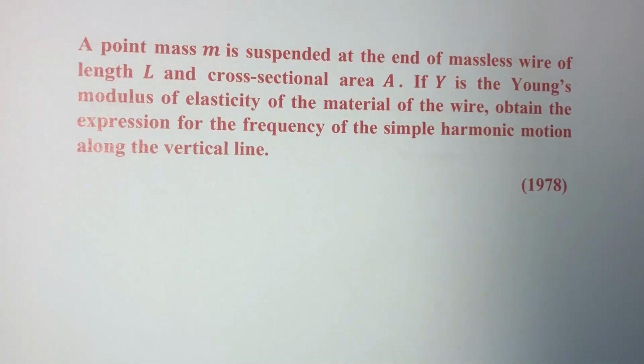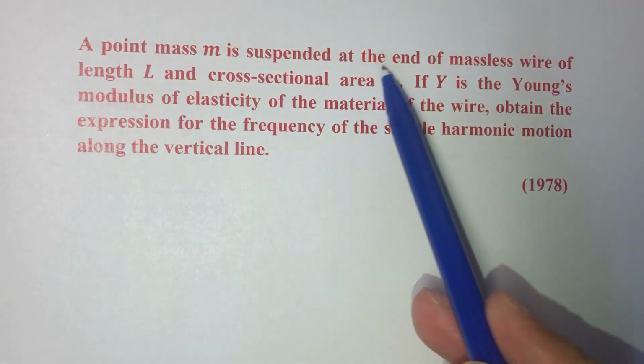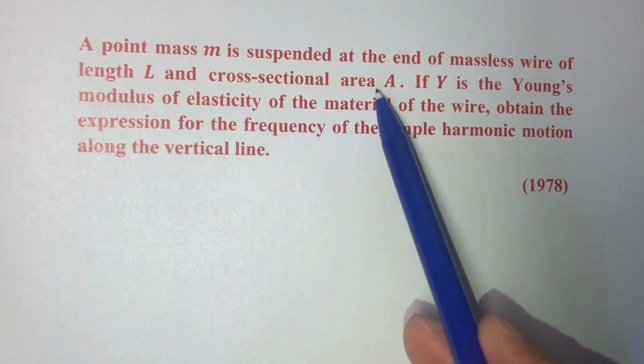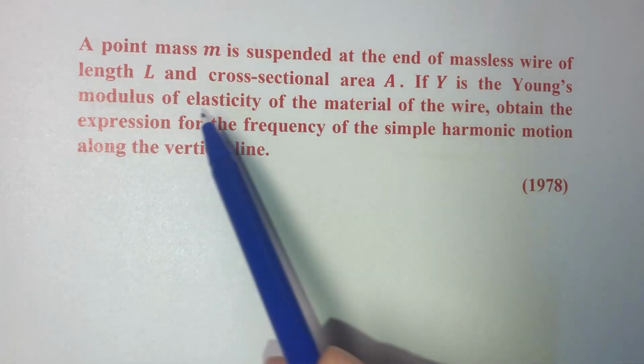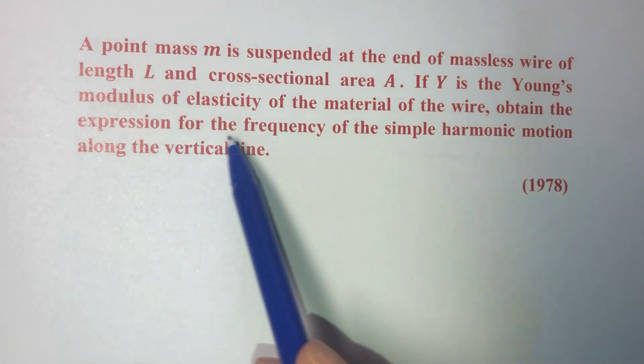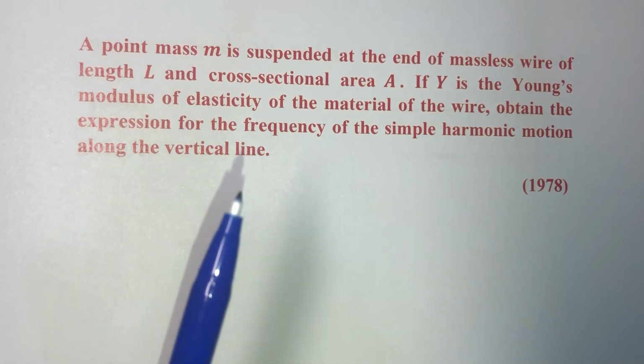Hello friends, today's question. A point mass M is suspended at the end of a massless wire of length L, cross-sectional area A. If Y is the Young's modulus of elasticity of the material of the wire, obtain the expression for the frequency of simple harmonic motion along the vertical line.